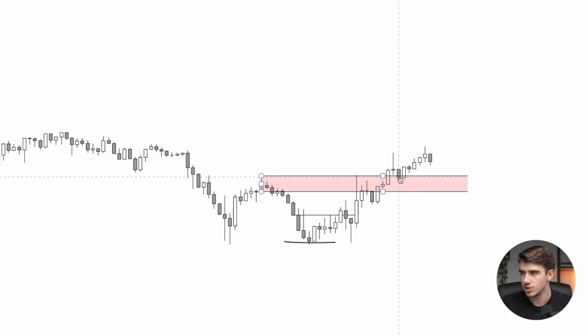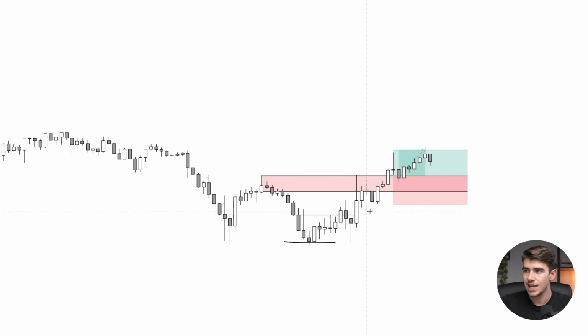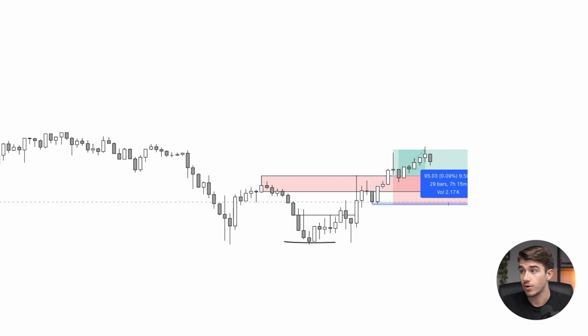Now, I was a little bit late with my entry, so hopefully we can still get filled. Now my stop loss preferably goes near an internal low. So this right here is the first swing low that we see after our entry. And so that is where I'd like to place my stop.